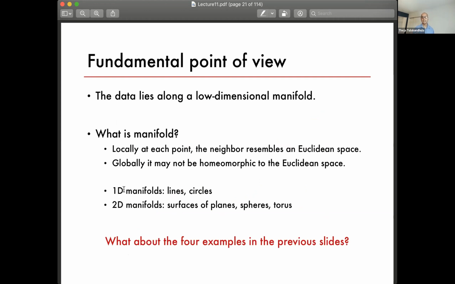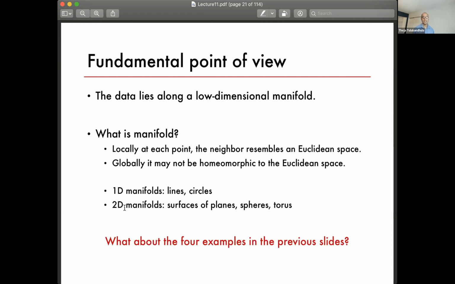One-dimensional manifolds are lines and circles. When those circle, it's not exactly a circle and not the inside, just the boundary, for example. It maybe needs two dimensions to represent it. But if you look at a point and the region around it, it looks like a line, if you really zoom in.